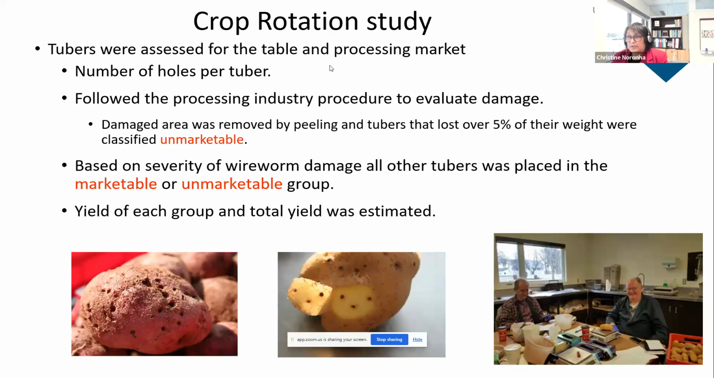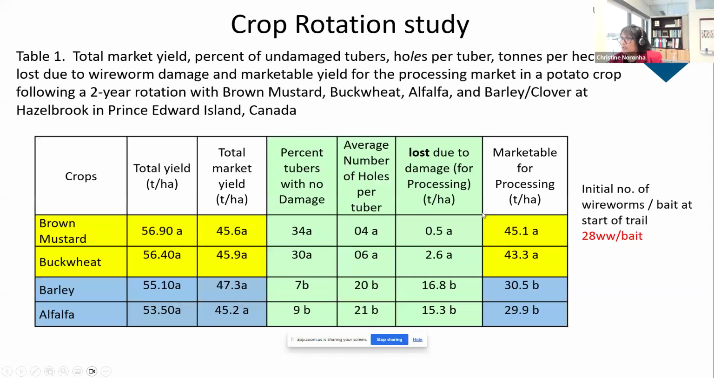So based on the severity of the damage and what we found, the tubers were placed either in the marketable or unmarketable group. Any of the tubers that were too large or culls were also evaluated this way, but they were not in the marketable group, in the total market yield. And then we looked at the yield from each of the groups.